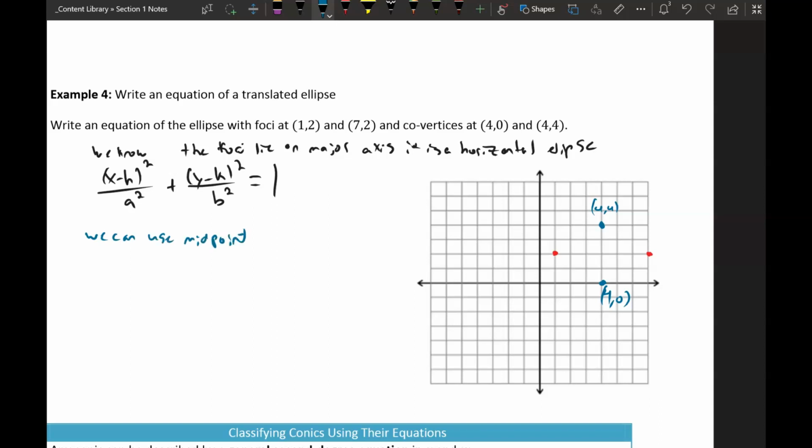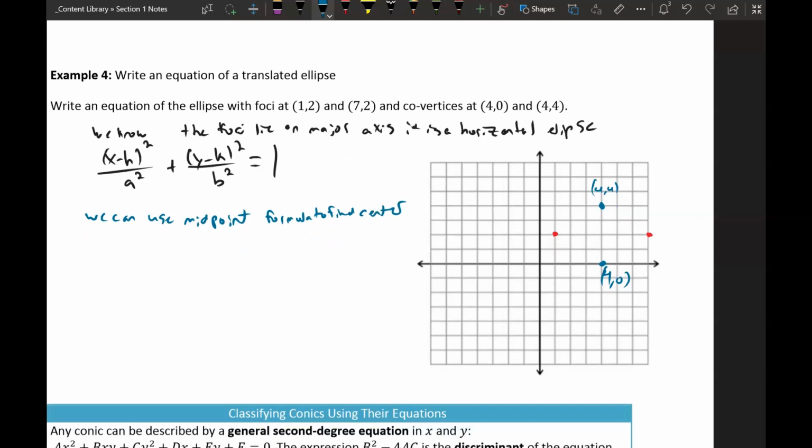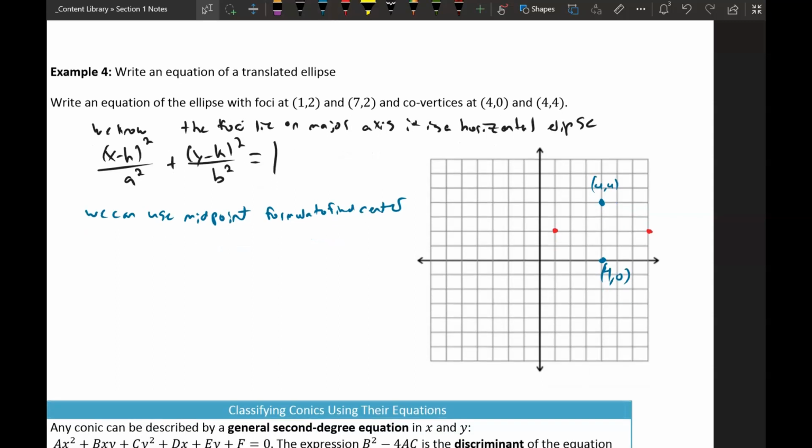You might not have to do it in this instance, but I'd recommend you practice it because you're not always going to have nice integers. So we can use the midpoint formula to find that center. Remember, it's the average of our x values over the average of our y values. So 4 plus 4 divided by 2 is our x value, and then 4 plus 0 divided by 2 will be our y value.